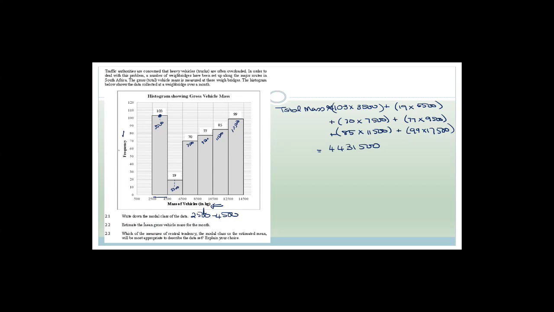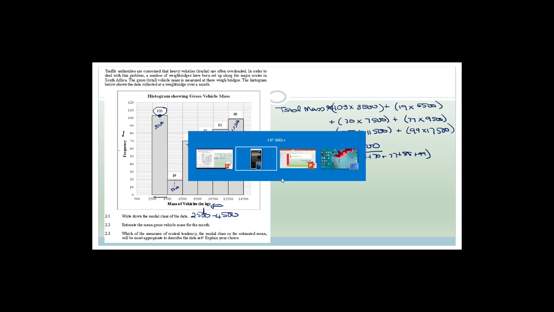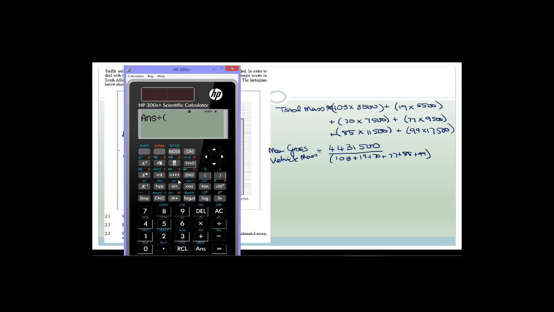But we want the average, the mean gross weight. So what we need to do is divide by the total number of cars, which is going to be 103 plus 19 plus 70 plus 77 plus 85 plus 99, because that's how many cars there were in each category altogether. So therefore, the mean gross vehicle mass is going to be 4,431,500 divided by 103 plus 19 plus 70 plus 77 plus 85 plus 99. Right, so let's get out our calculators and go divide by bracket 103 plus 19.